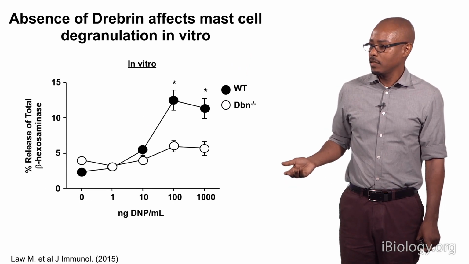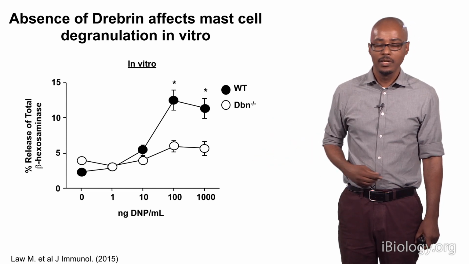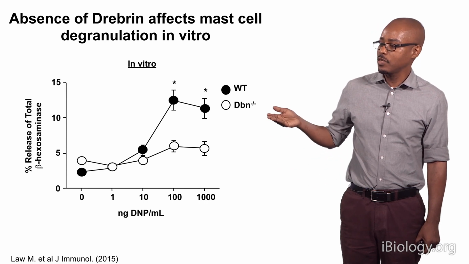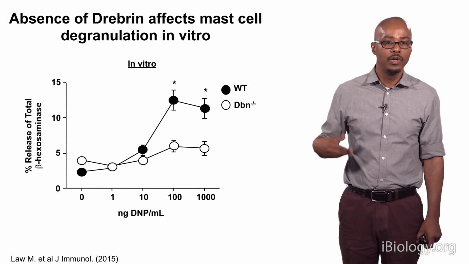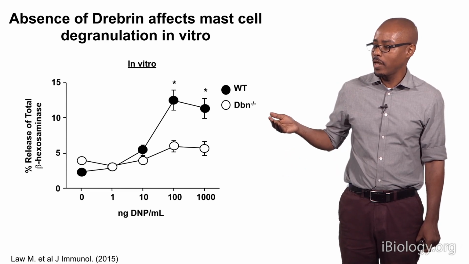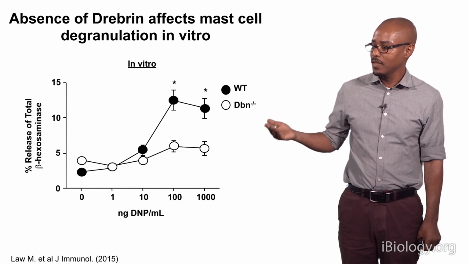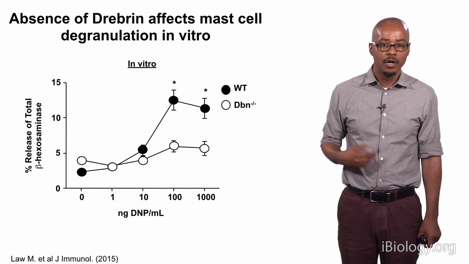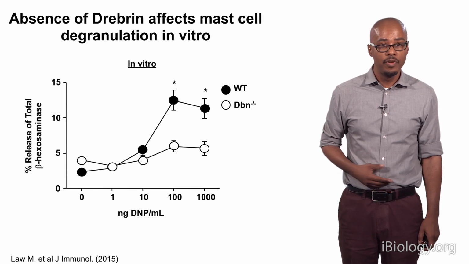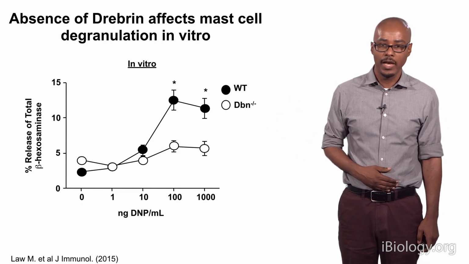We can stimulate these mast cells, either wild-type mast cells or Drebrin-deficient mast cells, with IgE and the allergen, and in a concentration-dependent manner, you get an increase in degranulation as measured by the release of beta-hexosaminidase. So in wild-type mast cells, you get an increase in beta-hexosaminidase release, and when Drebrin is missing, you can see here that the mast cells degranulate much less compared to the wild type. So the absence of Drebrin then affects mast cell degranulation in vitro, in addition to reductions in intracellular calcium over time.